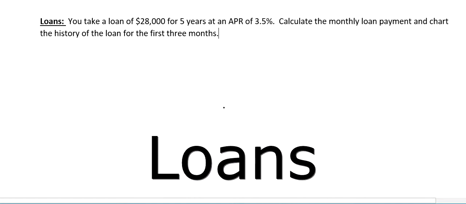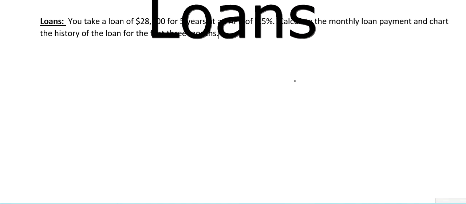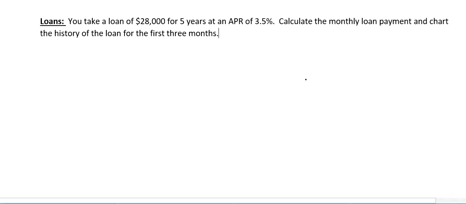Okay, in this problem we're going to look at calculating the loan payment and then charting the history of the loan for a few months to see how the interest gets paid and how the loan gets paid down. So the question is, you take a loan of $28,000 for 5 years at an APR of 3.5%. So the annual percentage rate is 3.5%. Calculate the monthly loan payment and chart the history of the loan for the first 3 months.